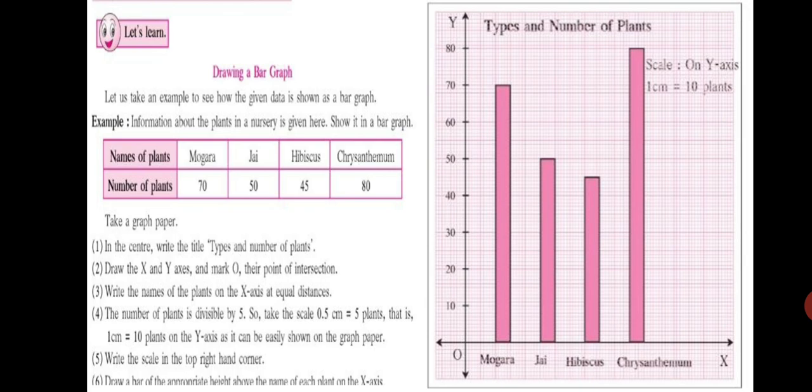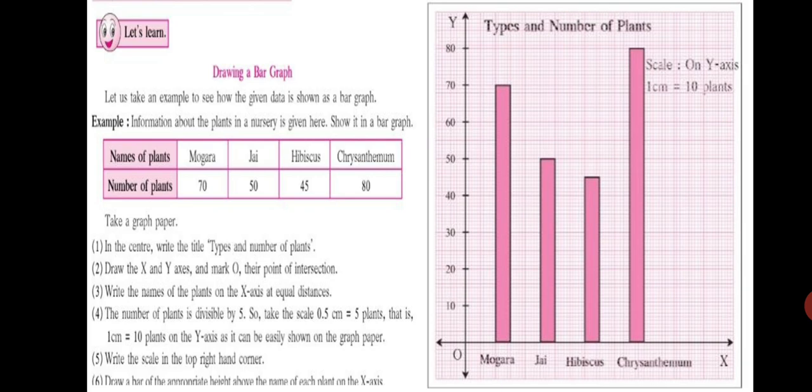Now the scale we have taken here is 1 centimeter is equal to 10 plants. You could also take 1 centimeter is equal to 5 plants. Then your order will be 5, 10, 15, 20 and so on. Accordingly, you have lot of space in your graph paper. You can take the scale of 5 plants also. But see that you keep proper spacing.